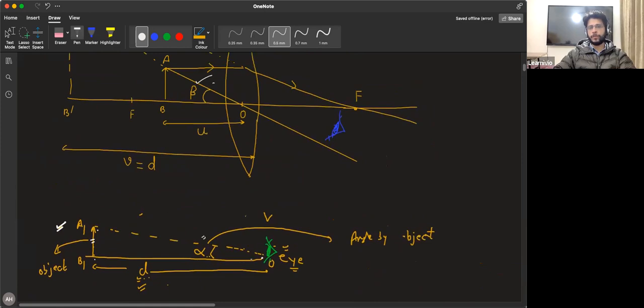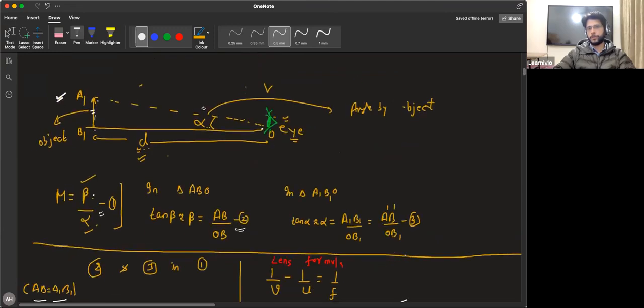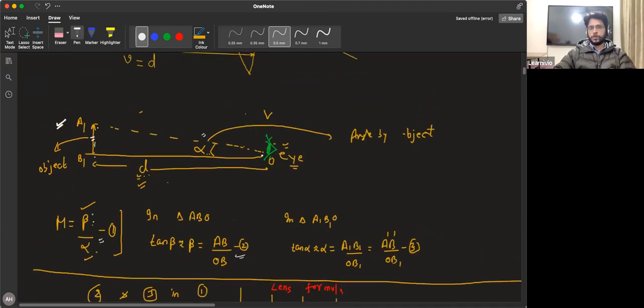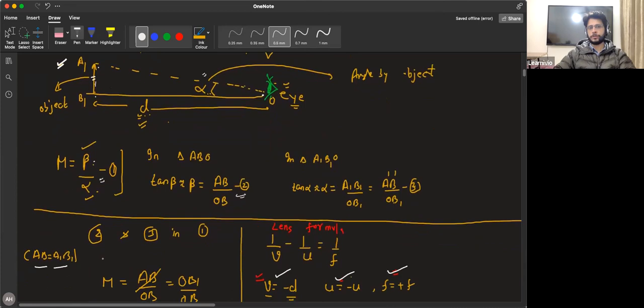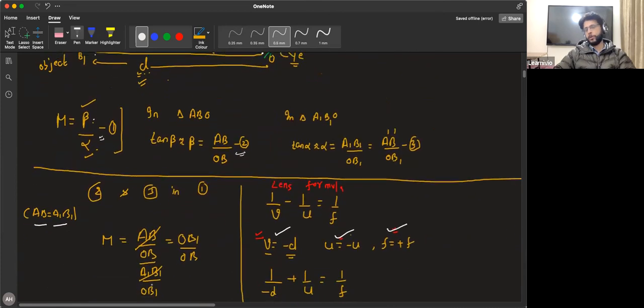In this triangle A1, B1, O, what is tan alpha? Sir, height of object upon D. And what is height of object? A1, B1. Yes. So A1, B1 divided by OB1. So this is beta by alpha, m. I'm substituting equation 2 and equation 3 in 1. So we get m is AB by OB, A1, B1 by OB1.